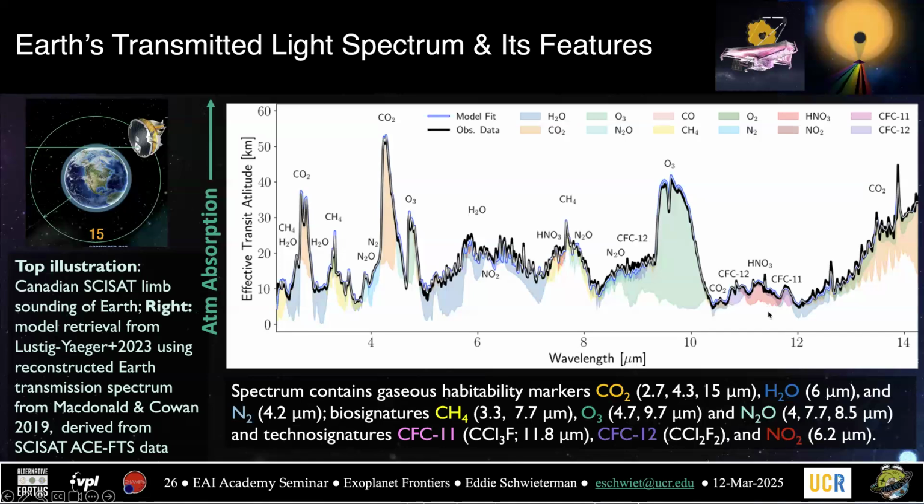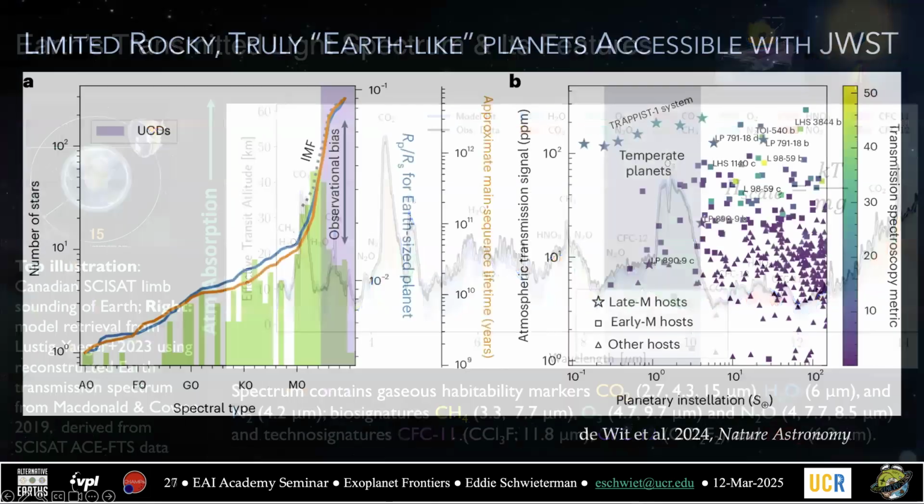Now, this is sort of cheating because this is perfect data without any noise. And we know that looking at Earth-sized planets around distant stars is going to be very noisy and very time intensive. And there are not very many targets that are amenable for observations with JWST. And that is what the next slide is illustrating.